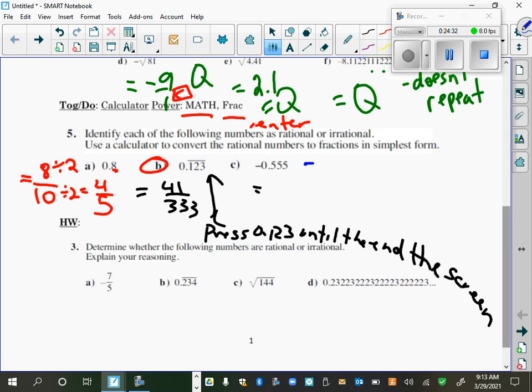It's got to be decimal 1. Yeah. Good job. Okay, so this one you put negative.